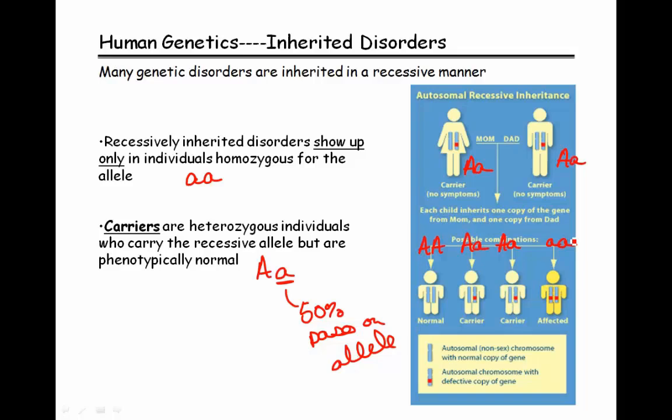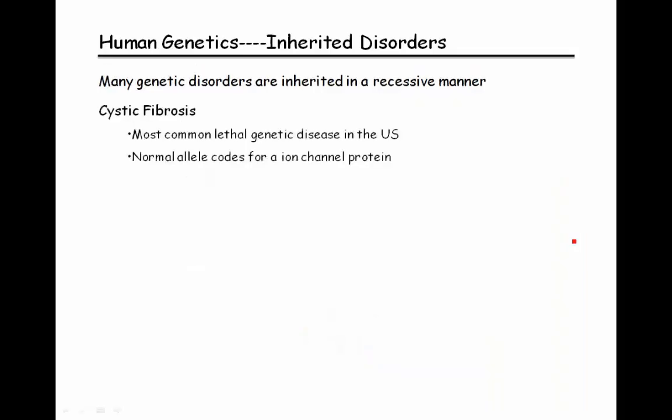If we look at some examples of this, cystic fibrosis is a good example to bring up because this is the most common lethal genetic disease in the United States. It is most common in people of Caucasian or European descent, and the normal allele for this gene codes for an ion channel protein. Just to emphasize that these genes are telling the cell how to make a protein that is going to be functioning in a particular way inside the cell.